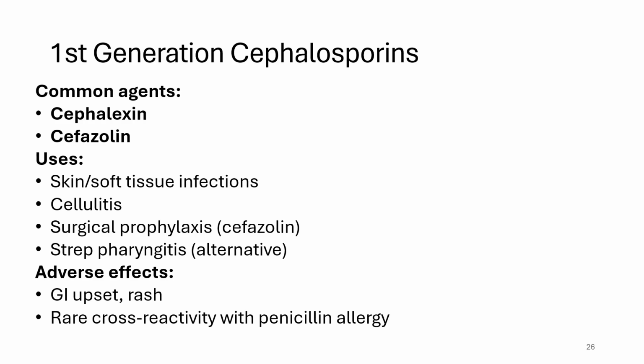First generation cephalosporins can be used as an alternative for strep pharyngitis, particularly in patients who can't take penicillin. Adverse effects most commonly to remember are GI upset and rash. There is rare cross-reactivity with penicillin allergy, but this is much lower than people think, but you will hear about it on the board exams constantly. Clinical pearl, if a patient reports a vague penicillin reaction, first generation cephalosporins like cephalexin can still be a safe option. But again, we always want to clarify that allergy history before prescribing.